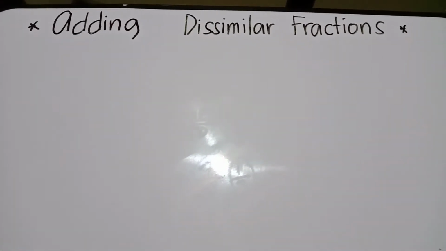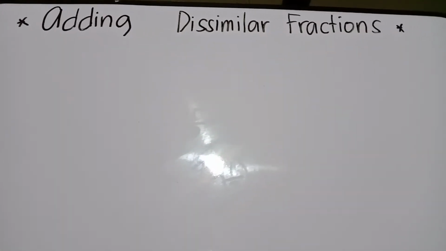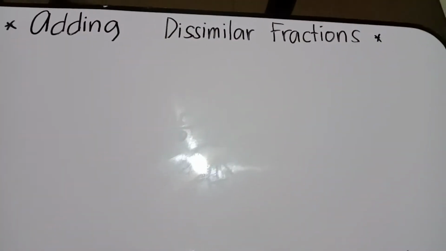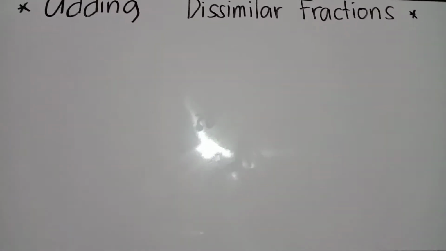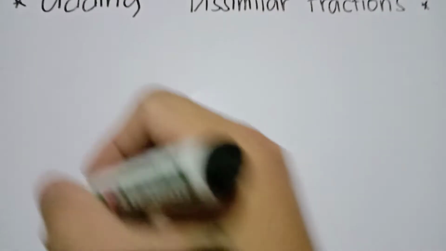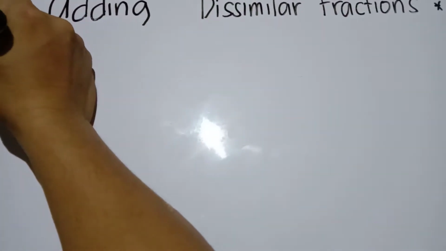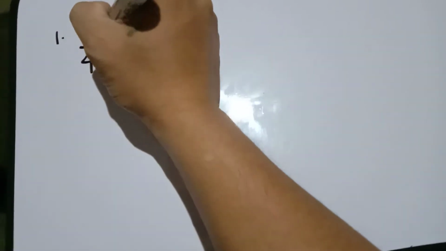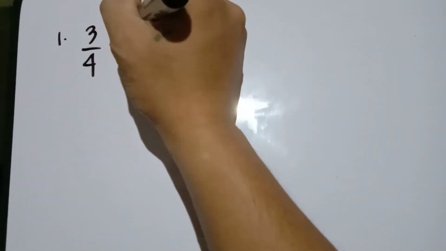Our topic this time is all about adding dissimilar fractions. Okay, so let us start with this very simple example. Let's try to add 3/4 and 4/5.